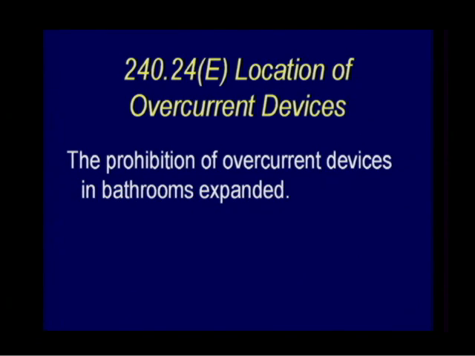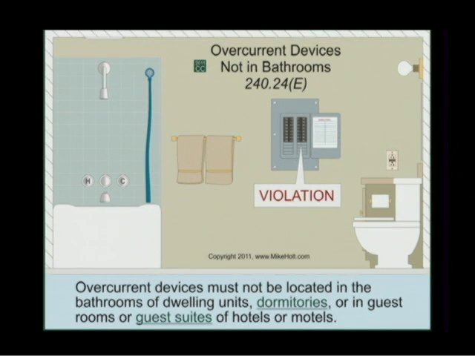240.24(E), I'm sorry, location of the overcurrent device. The prohibition of overcurrent devices in bathrooms was expanded. All right, here we go. Overcurrent devices must not be located in the bathrooms of dwelling units, expanded with dormitories, or in guest rooms or guest suites of hotels or motels.